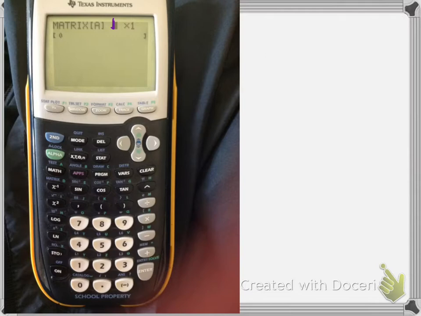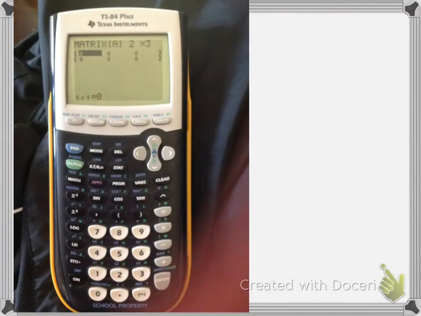You need to change that 1 by 1. You need to make it 2 by 3, like this. So you make sure there's a 2 right there, then you go over and make sure there's a 3 right there. Called a 2 by 3. And you have a whole bunch of zeros, but that's okay. Now let's see what we do next.